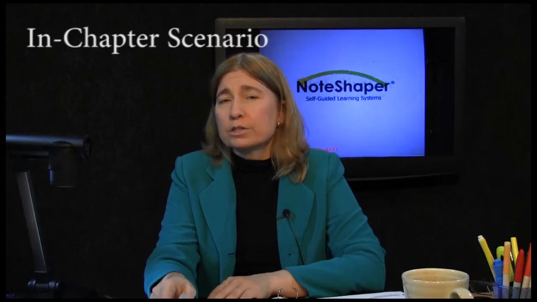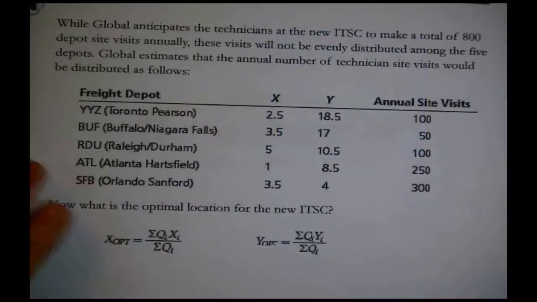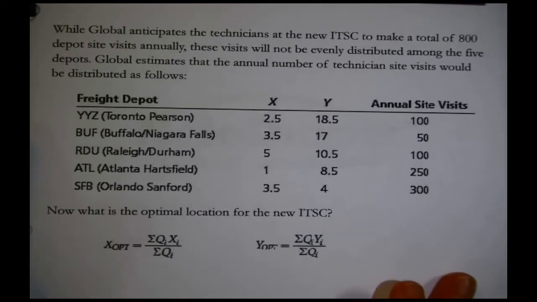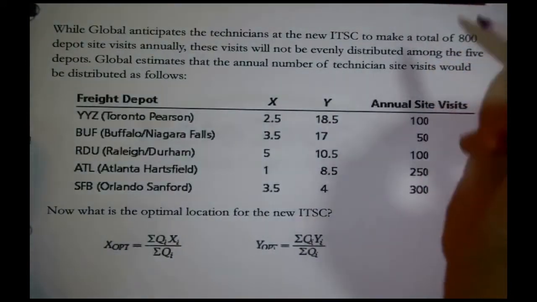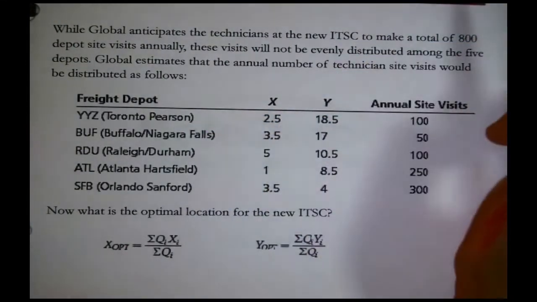Center of gravity is a pretty easy location planning technique. Center of gravity finds the absolute perfect location for a facility to serve other facilities located on the map. In this particular case, let's take a look. That facility is not going to serve all of the other locations equally.